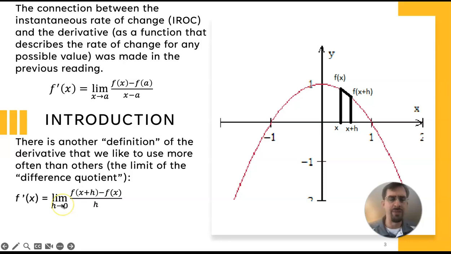So what makes it a derivative is we're going to look at the limit as h goes to 0 of this function. As these points get closer and closer to each other, we make this into what's called an instantaneous rate of change.